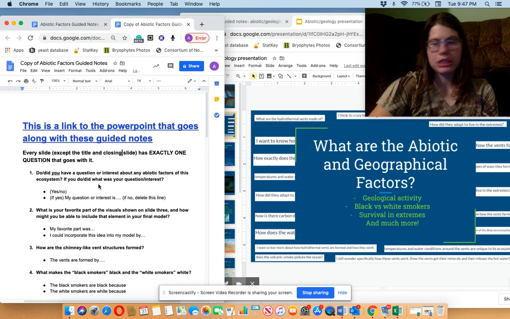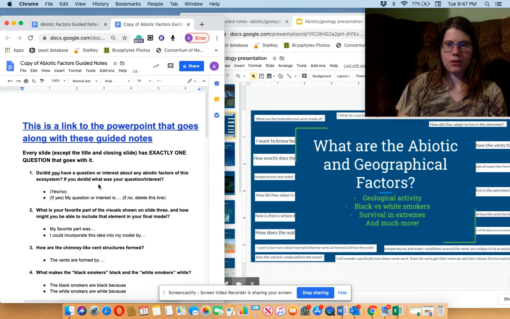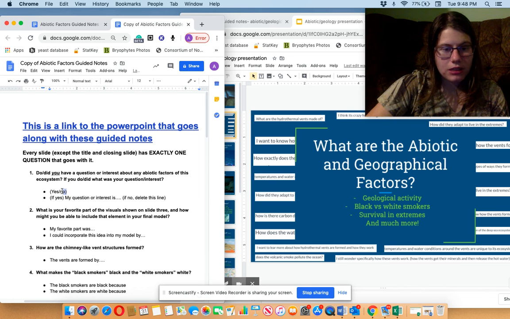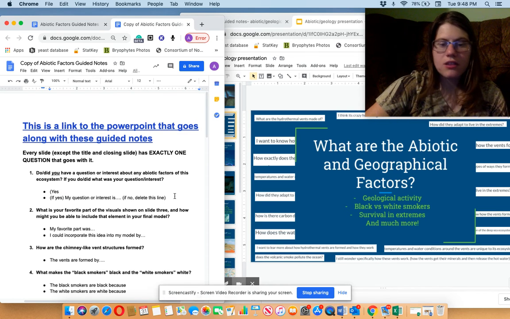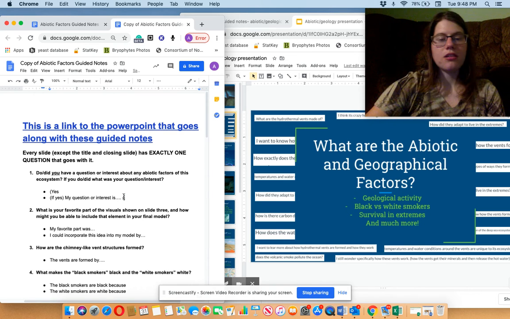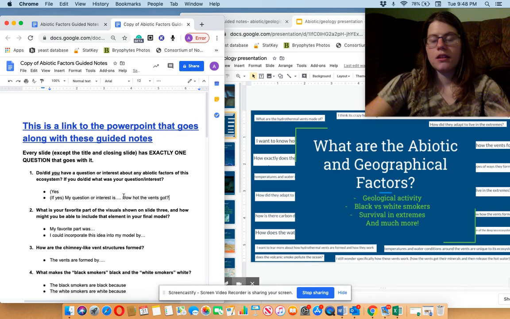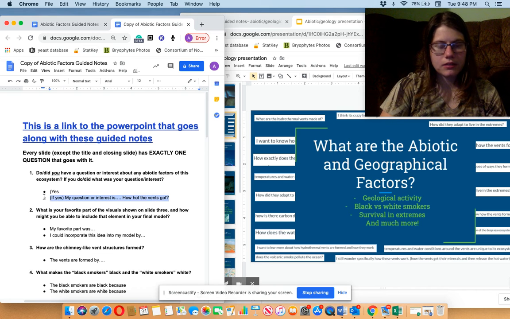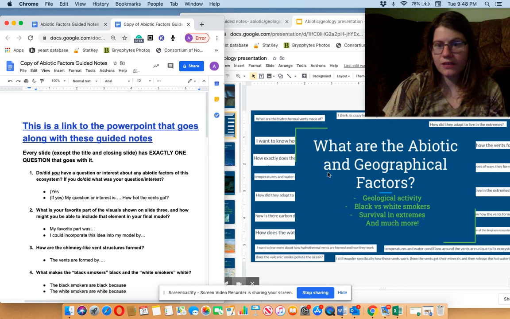If one of these questions was yours, or if you wrote a question about the abiotic or geological factors, back when you did the research and then asked a question or an interest, then write it there. I had a question or interest: I wanted to know how hot the vents got. Write the question you had, or if you didn't have one, just delete this. And that's what you write down for this first slide.